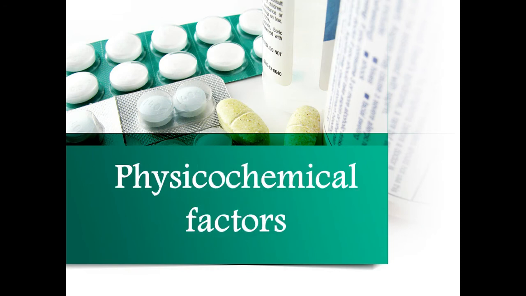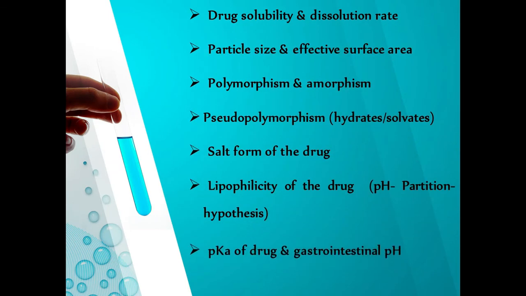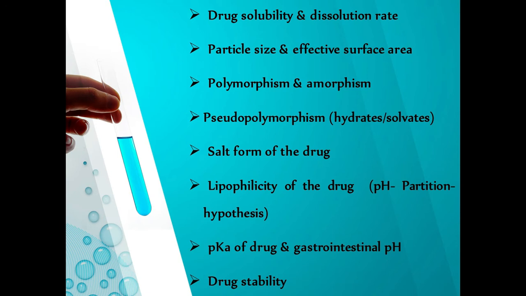These are the different physicochemical factors: drug solubility and dissolution rate, then particle size and effective surface area, then polymorphism and amorphism, then pseudopolymorphism, then salt form of the drug, lipophilicity of the drug, then pKa of the drug and gastrointestinal pH. Together, lipophilicity, pKa of the drug and gastrointestinal pH we call the pH partition hypothesis, and lastly drug solubility.